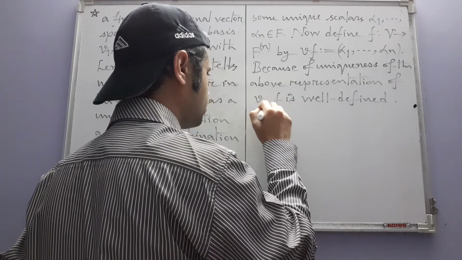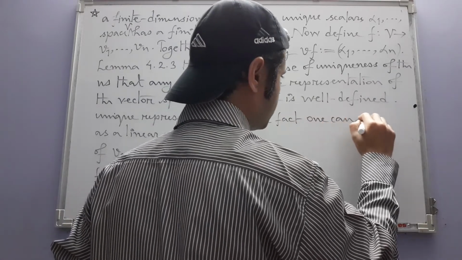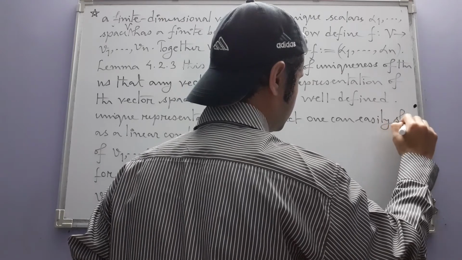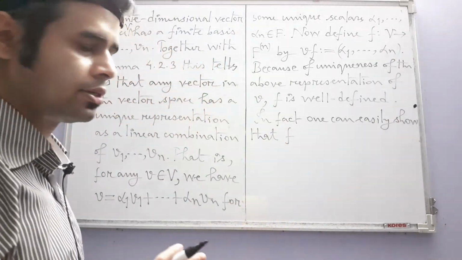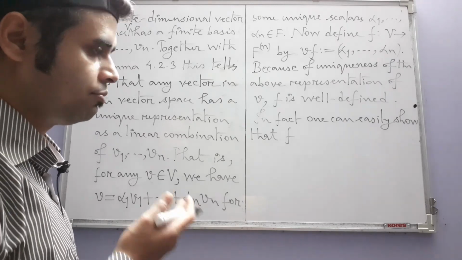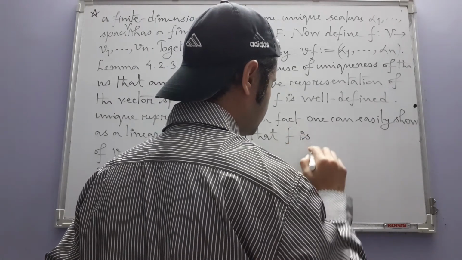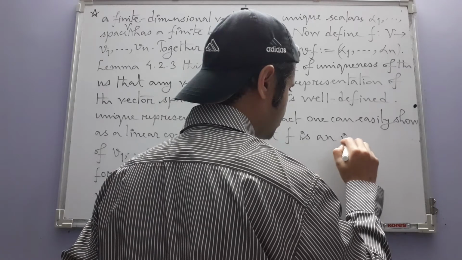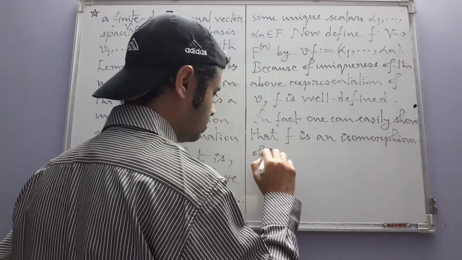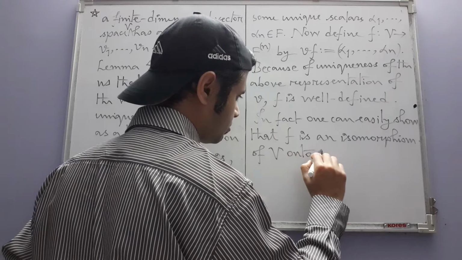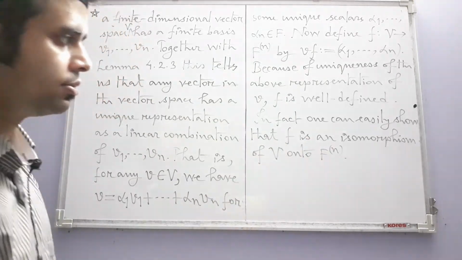In fact, one can easily show that F is not just one-to-one and onto, F is in fact a vector space homomorphism, that is a linear transformation. F is an isomorphism of V onto Fn. That is, V is isomorphic to Fn.